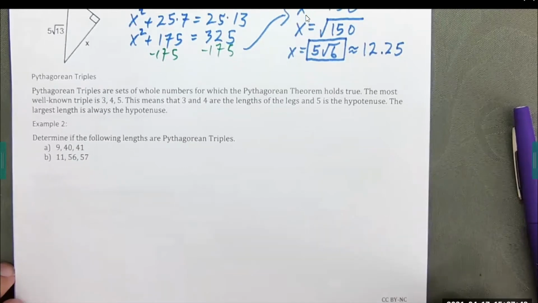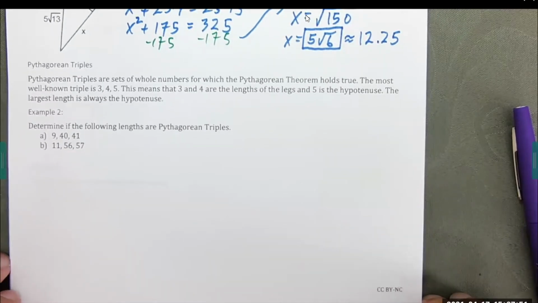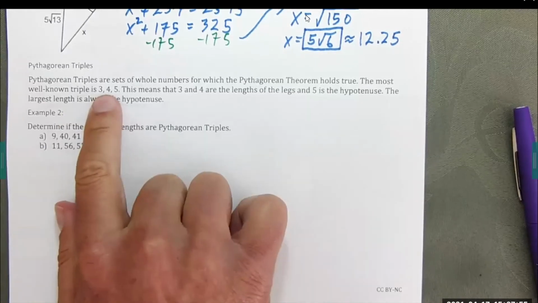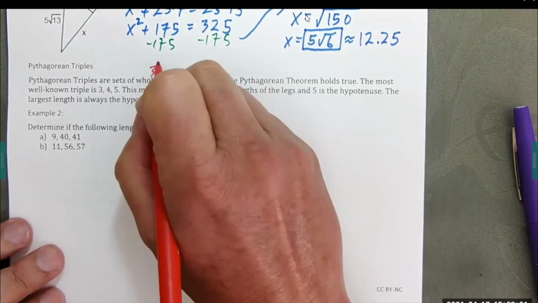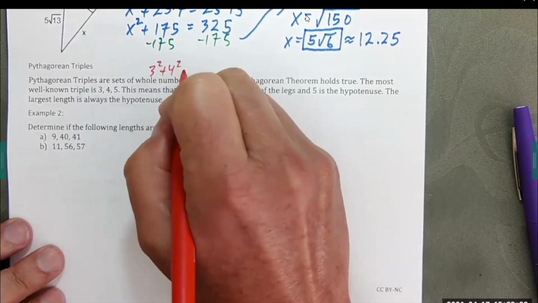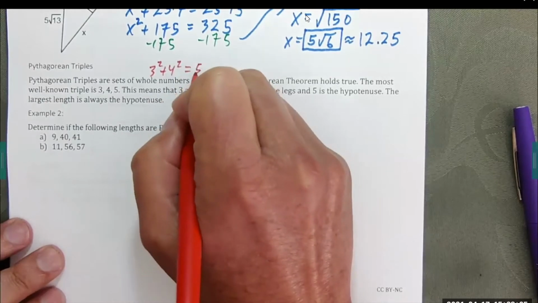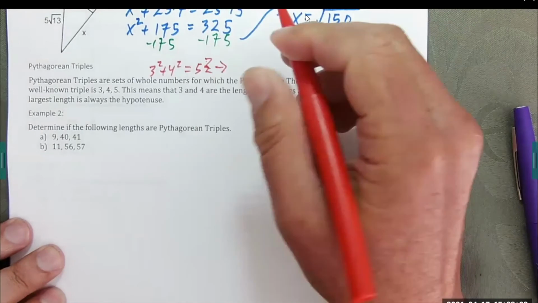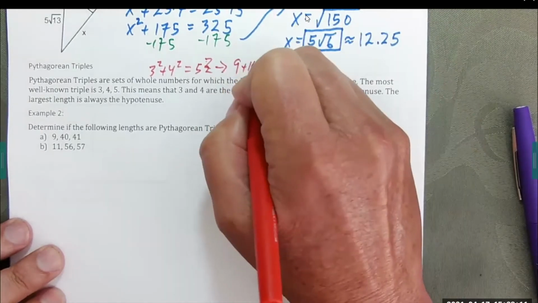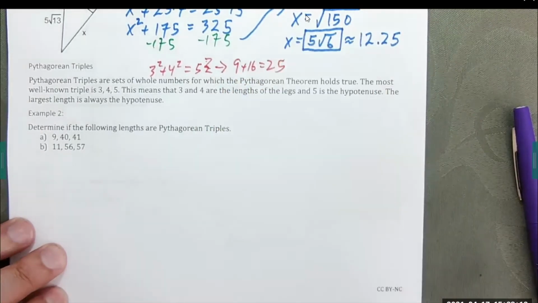Pythagorean triples are kind of fun. There are whole numbers that end up on a right triangle. The most famous is the 3, 4, 5. And you can actually see if I take 3 squared plus 4 squared, that equals 5 squared, which goes to 9 plus 16 equals 25. So you can see that that works using the Pythagorean theorem.